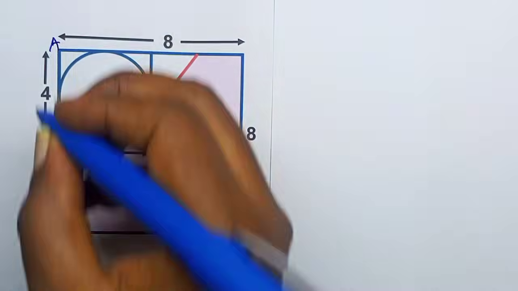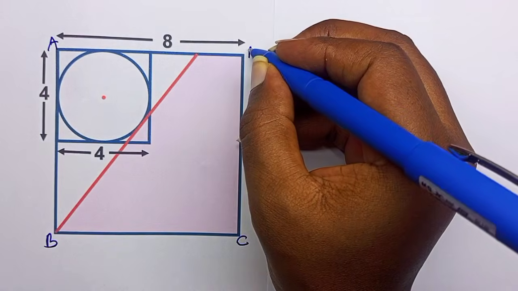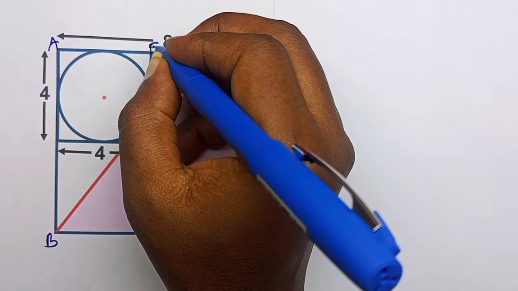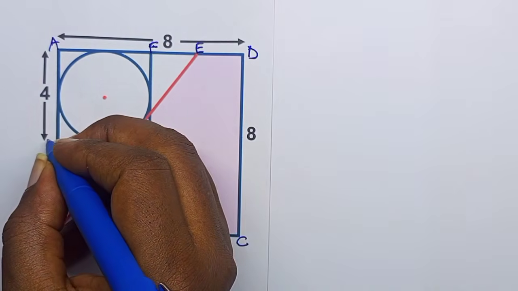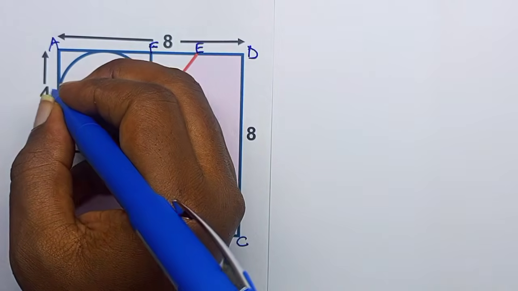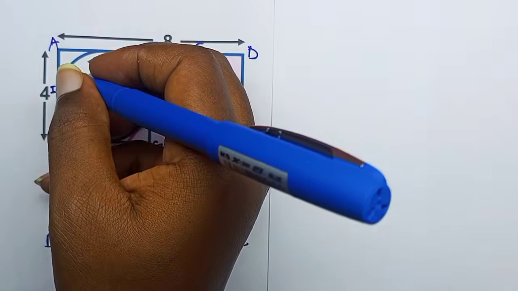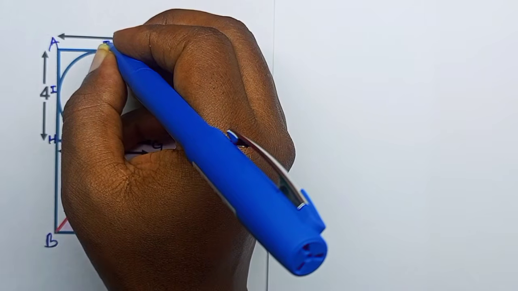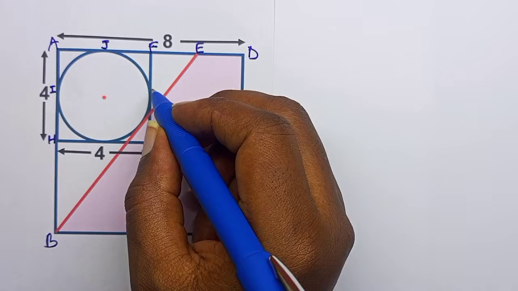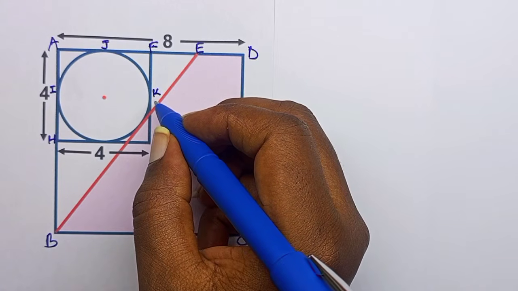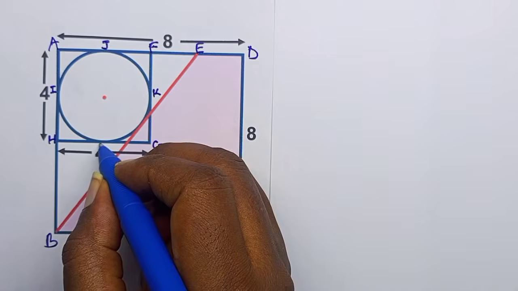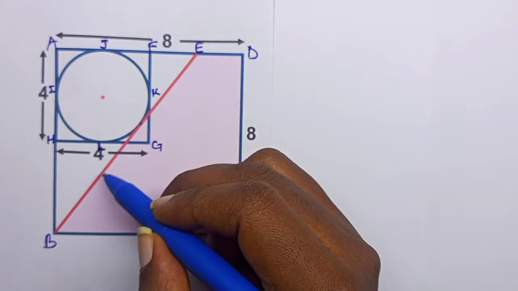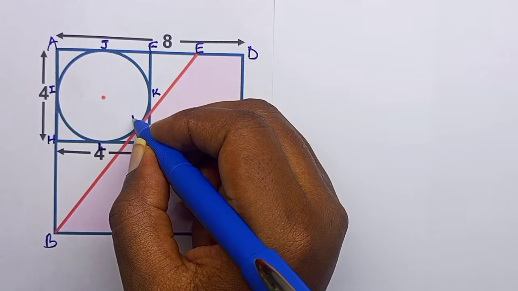Let this be A, this B, C, D, this point here E, this one F, G, this H, this point of tangency I, and this point of tangency here J, this point of tangency K, and this point of tangency L, and this point where this line here is tangent to the circle, let it be point M.